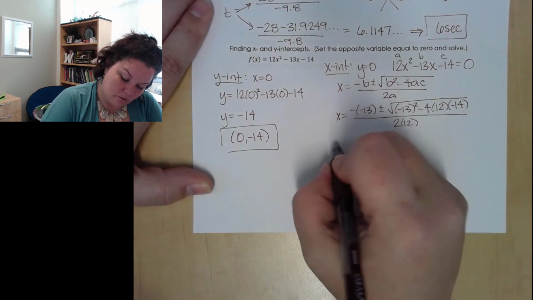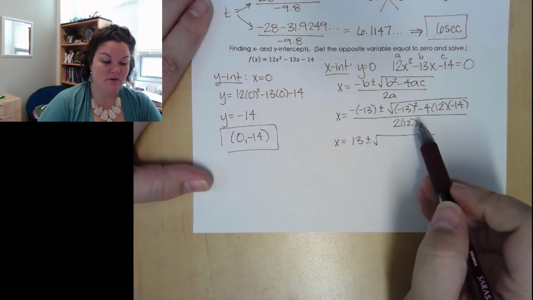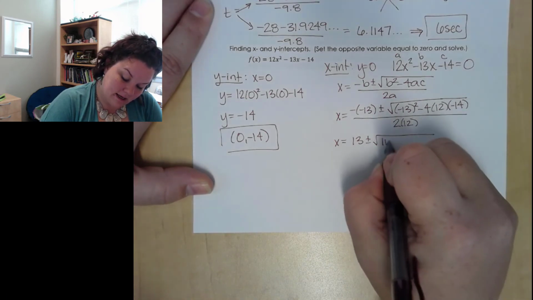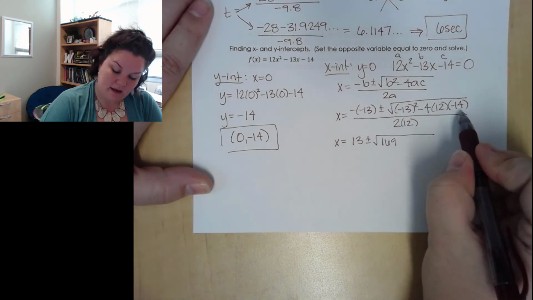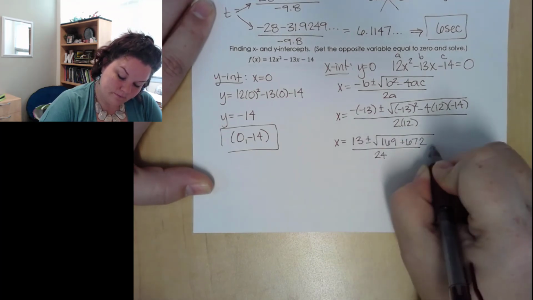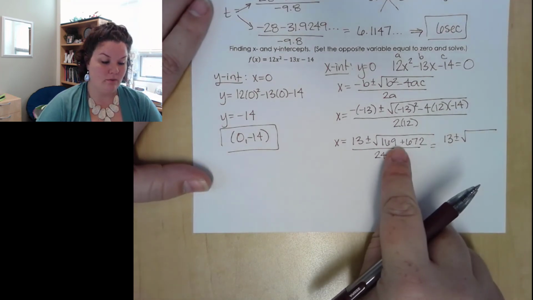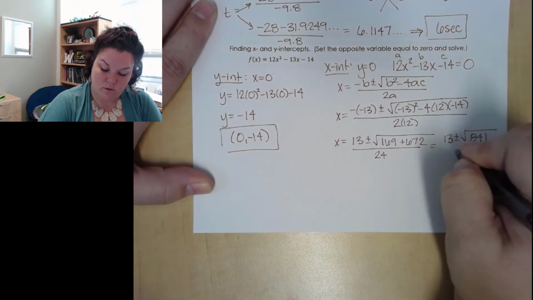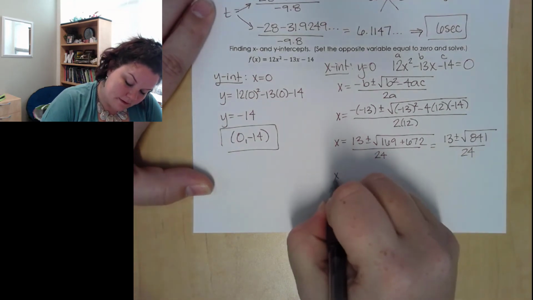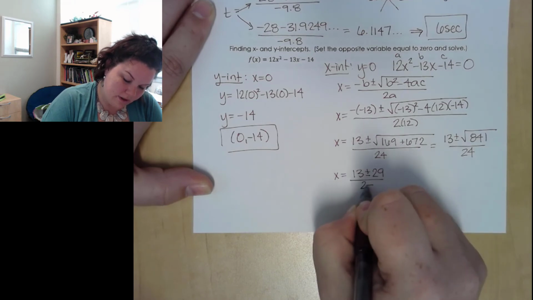Okay, so we simplify. This is going to give us 13 plus or minus... I'm going to go ahead and simplify this a little bit faster. When I square 13, I get 169. When I multiply these numbers together, I get a positive 672, all over 24. So this is going to give me 13 plus or minus, when I combine the numbers under my radical, I get 841. 841 is actually a perfect square. So this gives me 13 plus or minus 29 over 24.